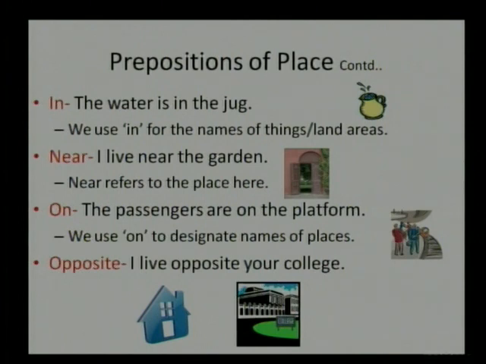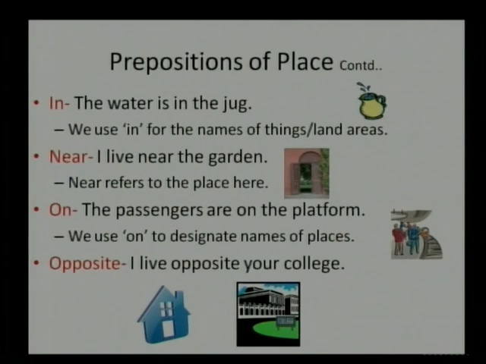On. The passengers are on the platform. હવે in preposition જેટલો commonly used છે ઇંગ્લિશમાં અને જેટલો વારંવાર વપરાય છે, એવી જ રીતે આ on preposition પણ છે કે જે વારંવાર ઇંગ્લિશમાં આપણે વાપરીએ છીએ અને એનાથી જાણકાર પણ છીએ. Let us see on our screens now. On, the passengers are on the platform. We use on to designate names of places. The passengers, as you can read on the screen, are on the platform.